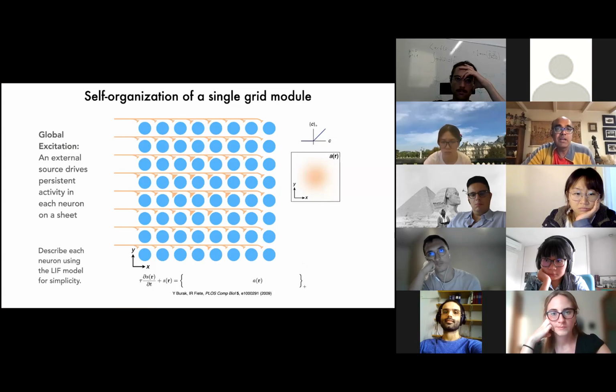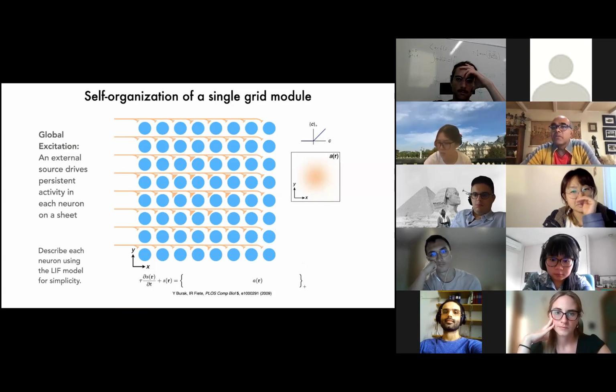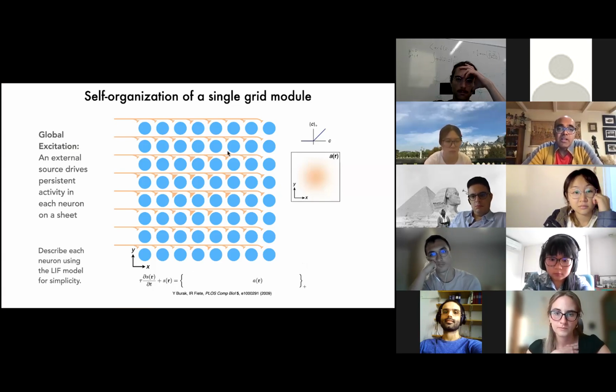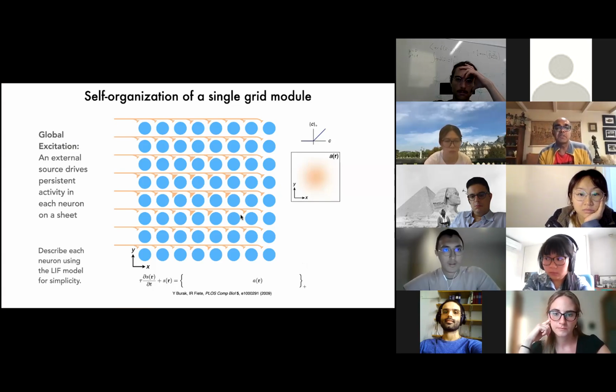So how do you self-organize these grid systems? There has been work for over a decade now that gives a nice model of how you would self-organize a single grid module. Let me explain that first. These blue things are all supposed to be neurons in the entorhinal cortex, excitatory neurons. You imagine there's a sheet of these things and that there is some external drive, possibly coming from the hippocampus, that's driving all of these neurons to fire.